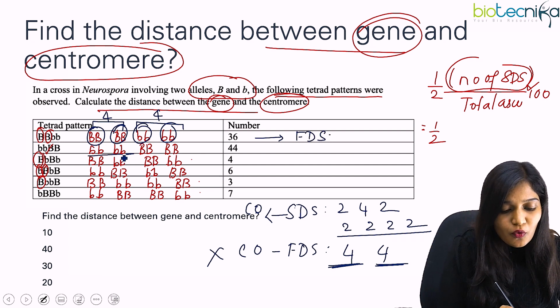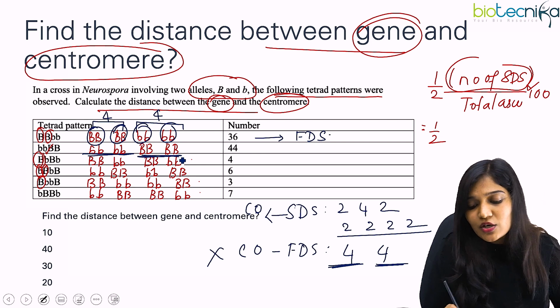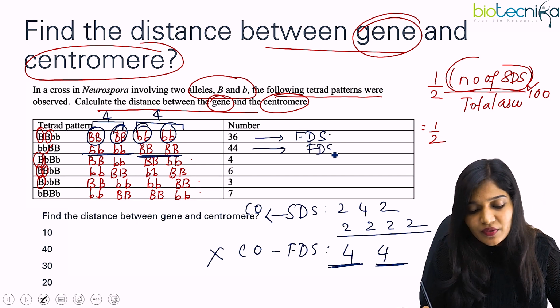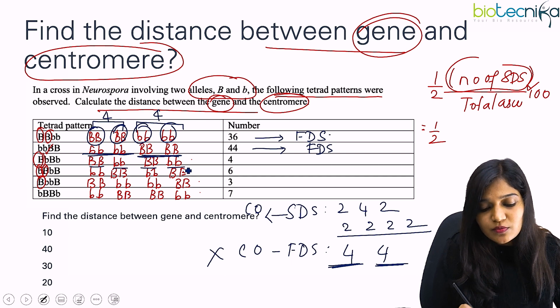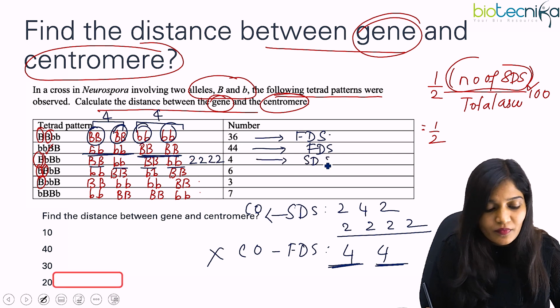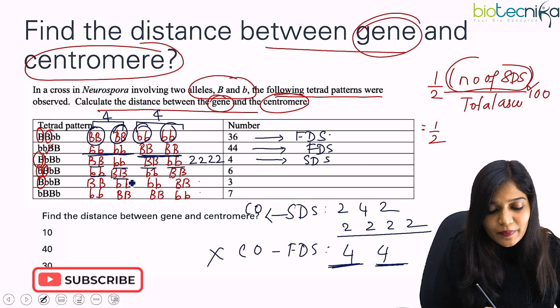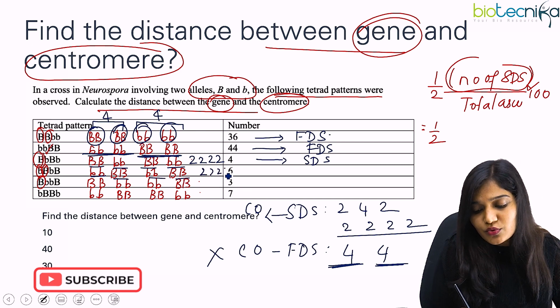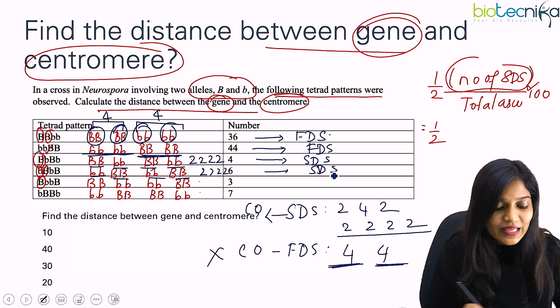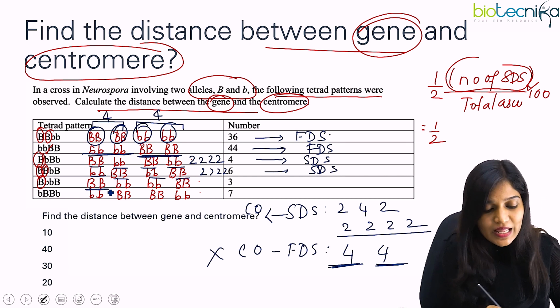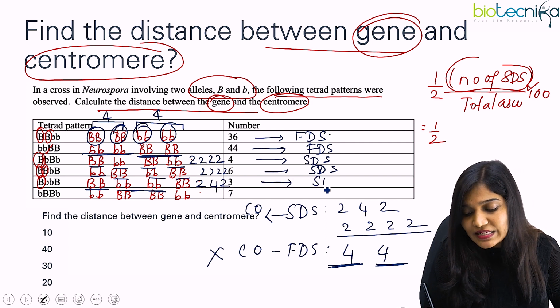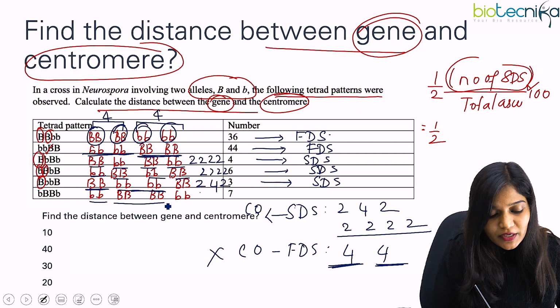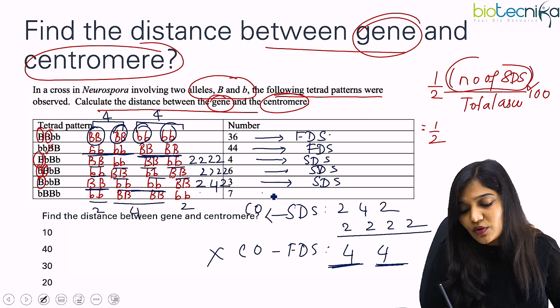Let's check. This is also 4 small b, 4 capital B. So this is going to be FDS. And here 2 are capital B, 2 are small b, 2 are capital B and 2 are small b, which means 2, 2, 2 and 2, which is going to be SDS. And the next one, 2 are small, 2 are capital, 2 are small and 2 are capital. So 2, 2, 2, 2, which is going to be SDS. And the next one, 2 are capital and 4 are small, 2 and 4 and 2, which is also going to be SDS. The next one is also 2, 4 and 2, which is also going to be SDS.